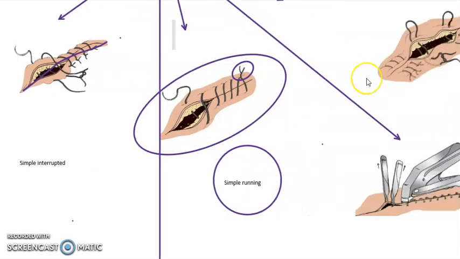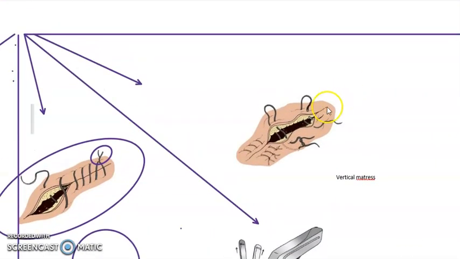So usually we use this type of stitching when you are alone and you do not have an assistant. In the case of vertical mattress, usually the edges are hard to reapproximate together. You remember what we talked about? What is a suture? A suture is material that you use to reapproximate edges of a wound. So over here, you have a far kind of stitching and then near.